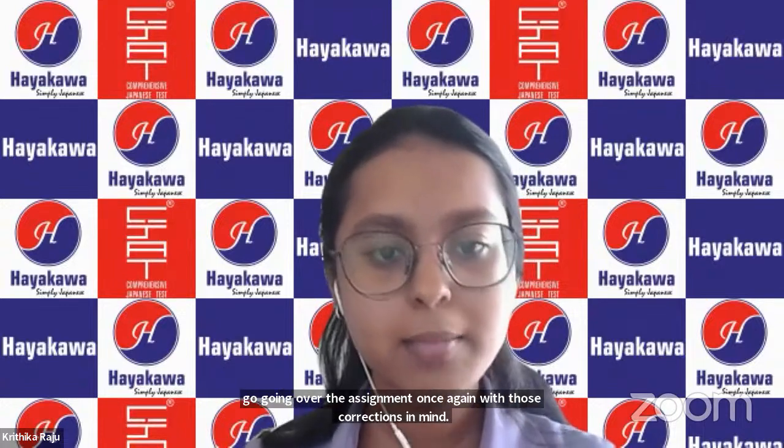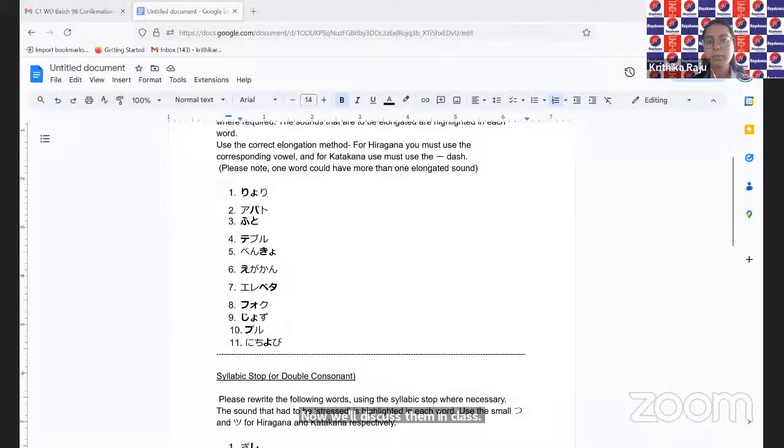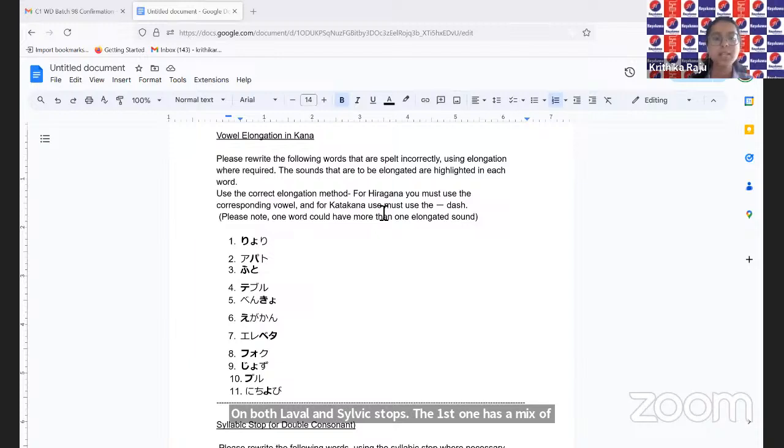Now we'll discuss them in class, and later on, maybe the end of today or tomorrow, I'll post the answers also. I've posted the answers for the first exercise, just the vowel elongation exercise, so you can check, all right? Now this one was an exercise on both vowel elongation and syllabic stops. The first one has a mix of both hiragana and katakana words.